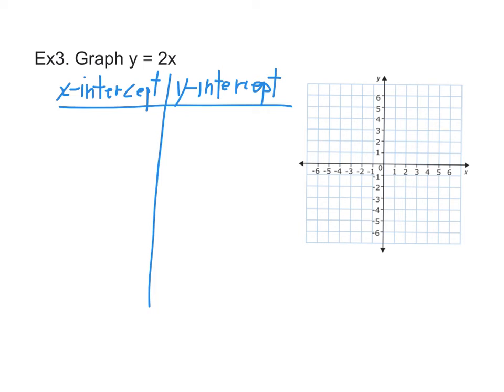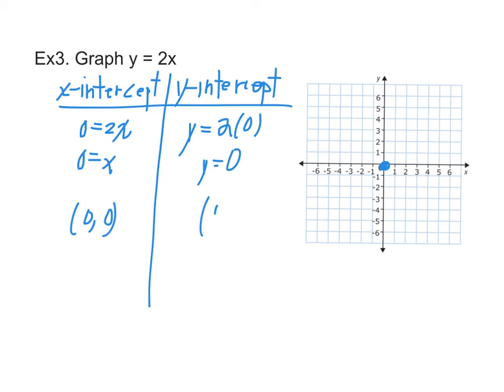For the x-intercept, that's when we make y equal to 0. After dividing by 2, we find that x is 0. So I have (0, 0). The origin must be the x-intercept. For the y-intercept, I'm going to make the x be 0. And we find out that we have the same point. The x and y-intercept are exactly the same.